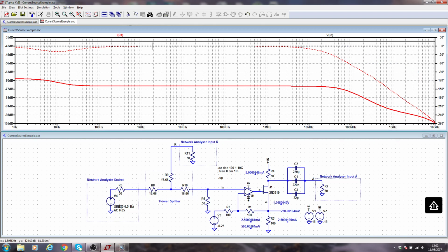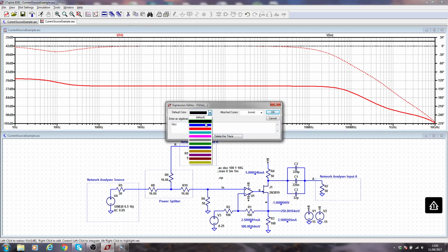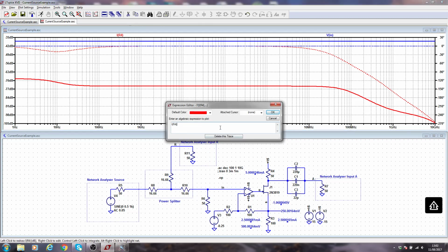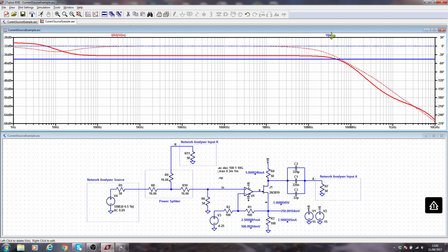You have to do it in a certain order. So I'm going to make this blue because it's a bit easy to see. I right click just then, by the way. I can divide one by the other quite happily now, so we'll do IR over VN. So I right click and I can put in the mathematical expression, and I will delete that one.